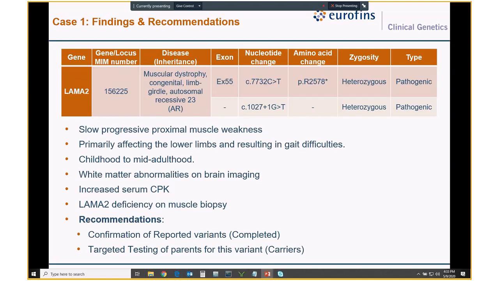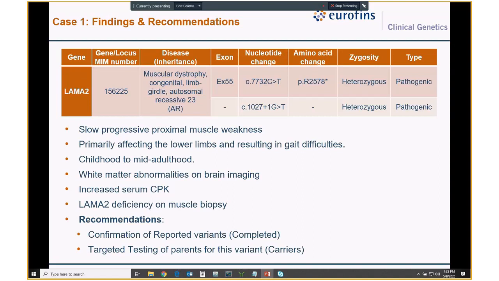So if I had done a carrier screening for this couple, for LAMA2, I would have seen one of the parents would have this particular variant in heterozygous copy, so they are unaffected. The other parent has this particular variant in heterozygous copy, they are unaffected. But the risk of having an affected child is now 25%.